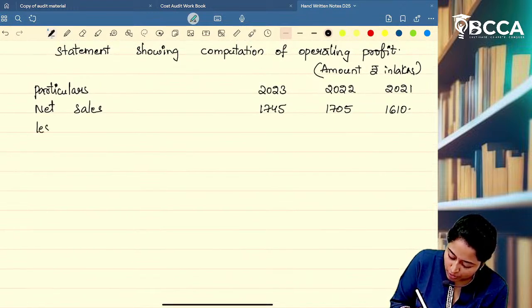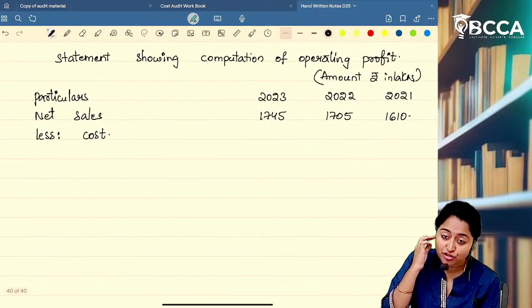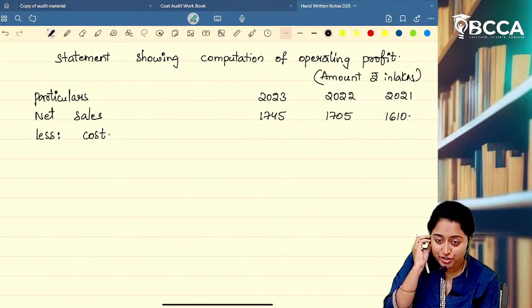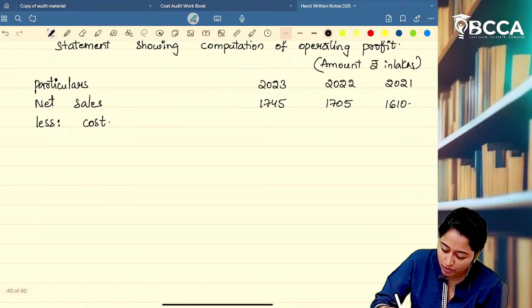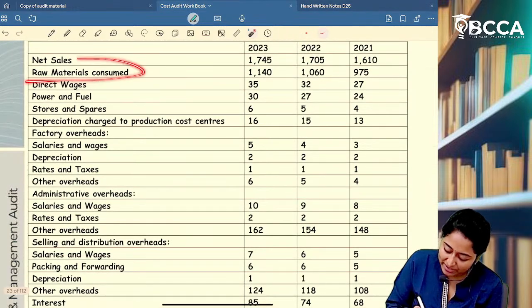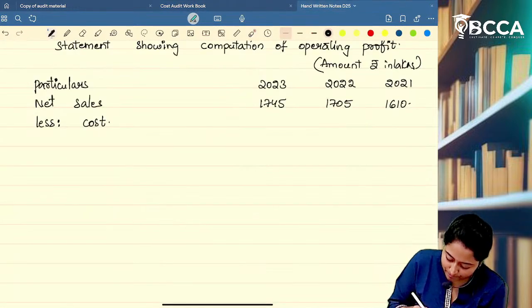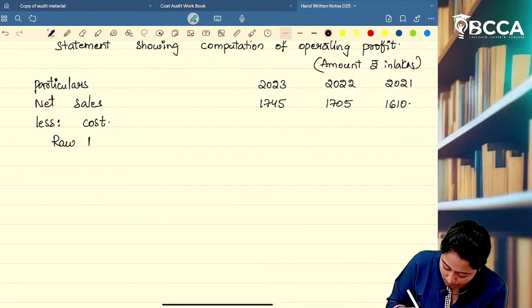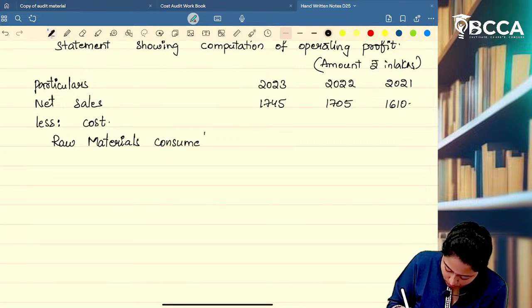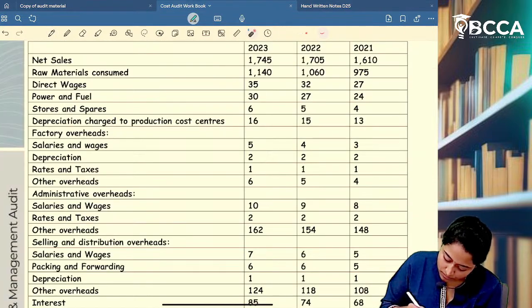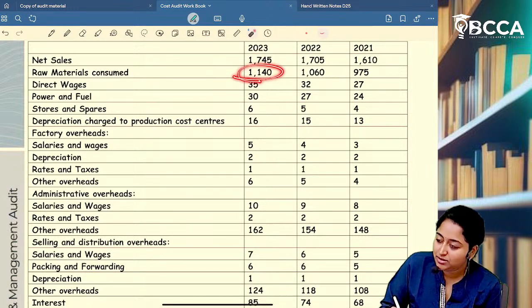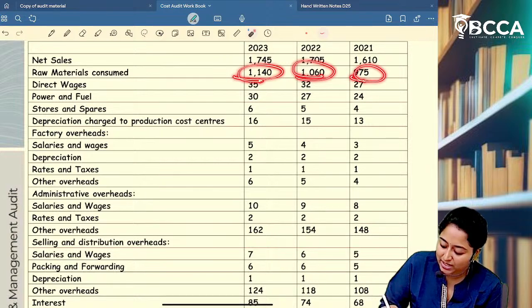Now less cost. The cost of inputs will result in value addition. This is operating profit, only cost. Raw materials consumed: 1,140, write it down, 1,140, 1,060 and 975.